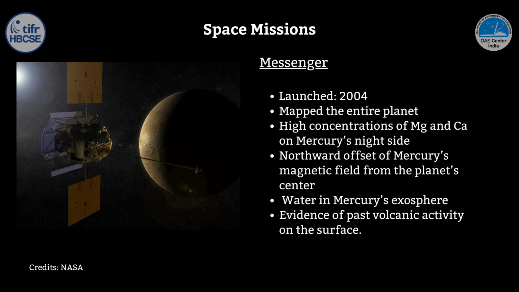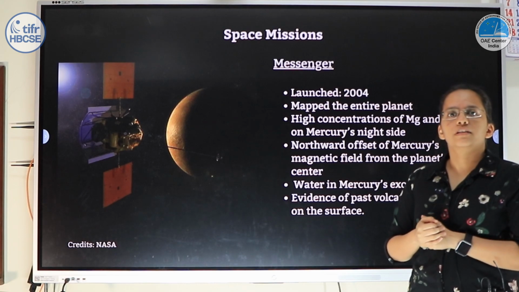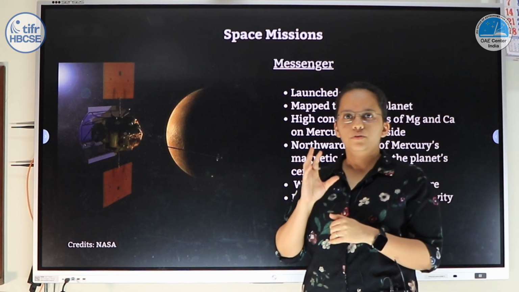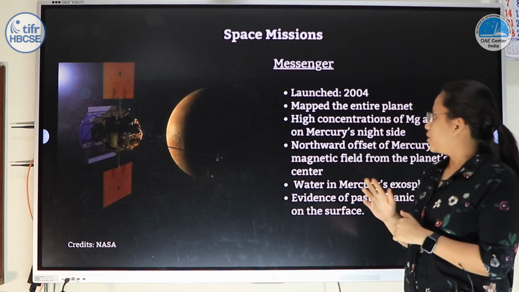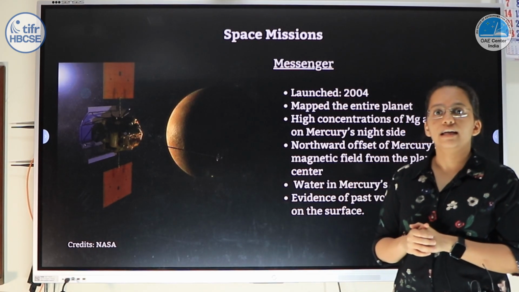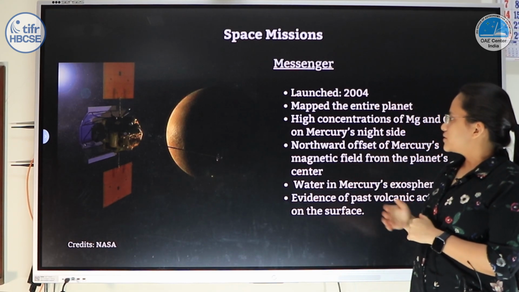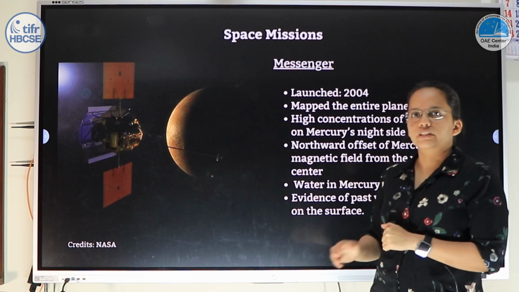We found out that there were high concentrations of magnesium and calcium. Also that the magnetic field of Mercury is not exactly aligned with the rotational axis. It has some offset. It was also discovered that there were some water molecules in the exosphere, that is the outermost layer of Mercury. And there was also some evidence of volcanic activity in the past.